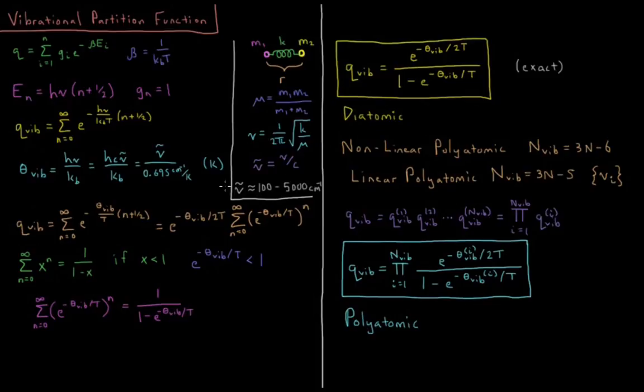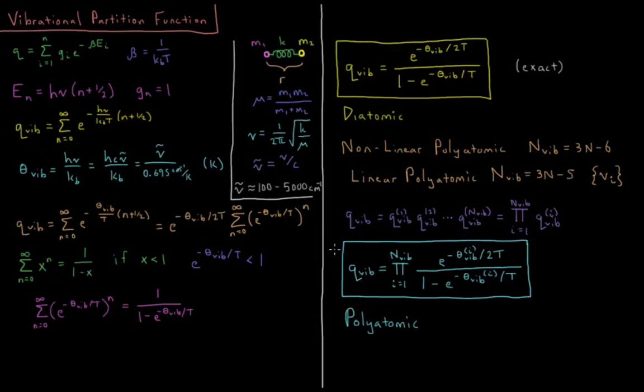Generally, you'll be able to look up in some table the vibrational constants for that given molecule and convert those to vibrational temperatures. If they give you vibrational temperatures in a table, even better, just substitute those directly in. Compute this quantity for each vibrational mode, multiply them all together, and that will be your vibrational partition function for this given molecule.